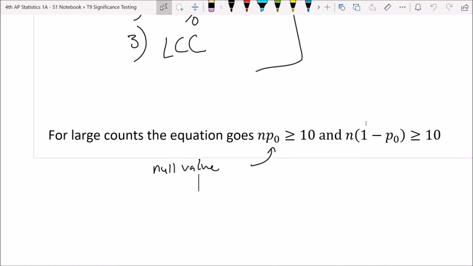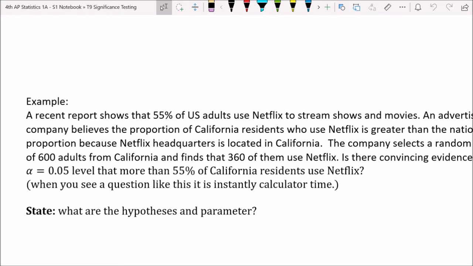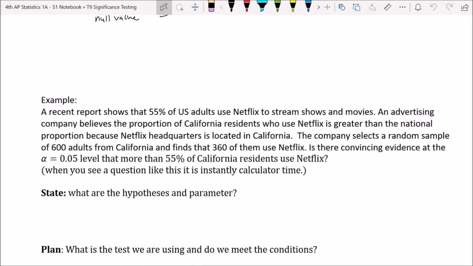With that, we're already ready to look at an example. Here's our first example. A recent report shows that 55% of US adults use Netflix to stream shows and movies. An advertising company believes the proportion of California residents who use Netflix is actually greater than the national proportion because Netflix headquarters is in California. The company selects a random sample of 600 adults from California and finds that 360 of them use Netflix. Is there convincing evidence at the alpha equals 0.05 significance level that more than 55% of California residents use Netflix?